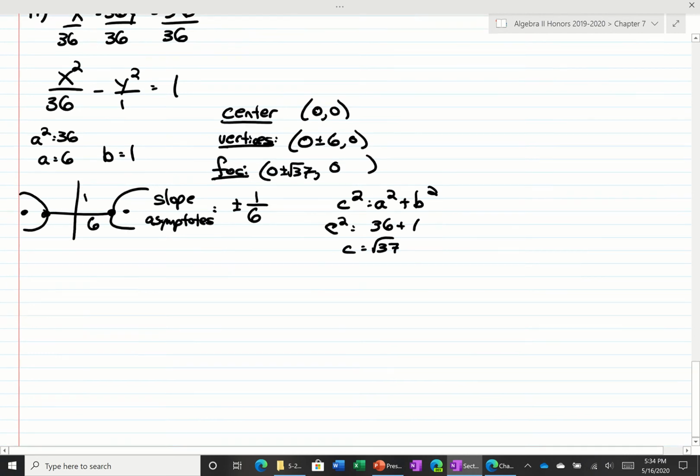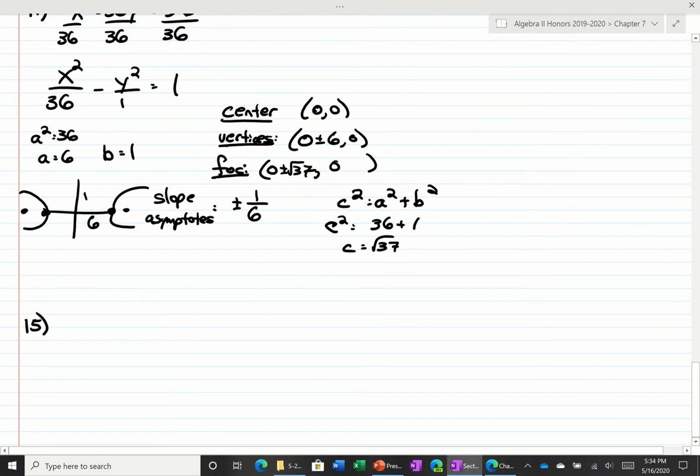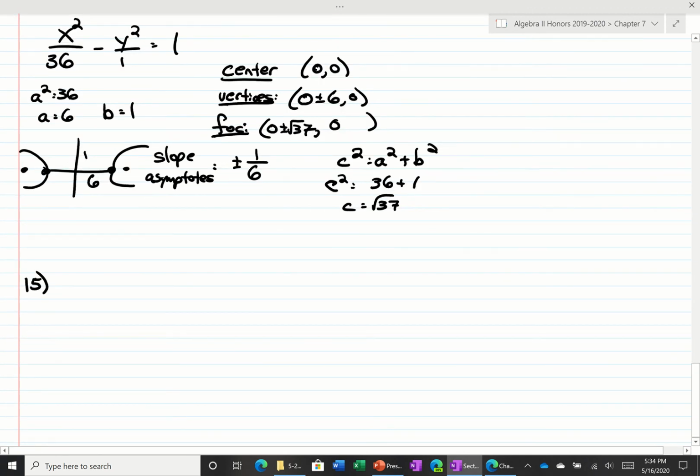All right, let's do one a little bit more interesting here. Number 15. Number 15, it says that the hyperbola is centered at the origin, okay? With a horizontal transverse axis. So that means that x is going to come first, and then y. The value of a is 1, so a squared is 1, and the value of b is 4. Okay, well that's pretty easy. I thought that'd be a little bit more entertaining.